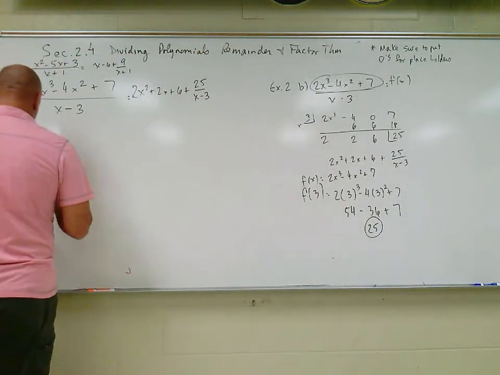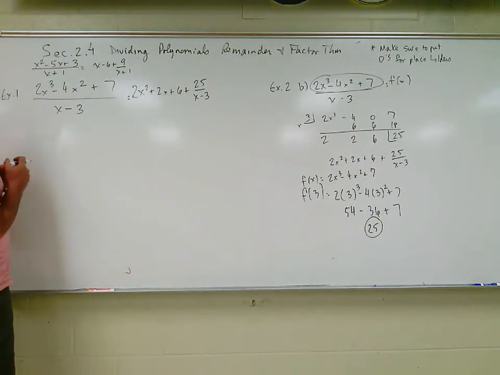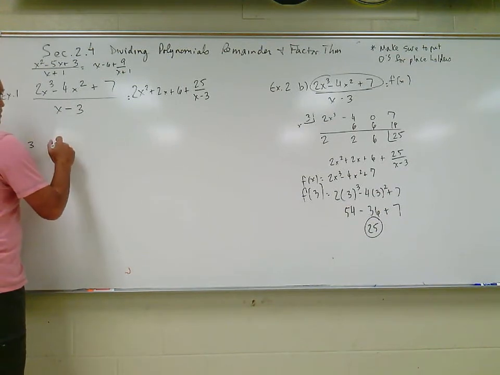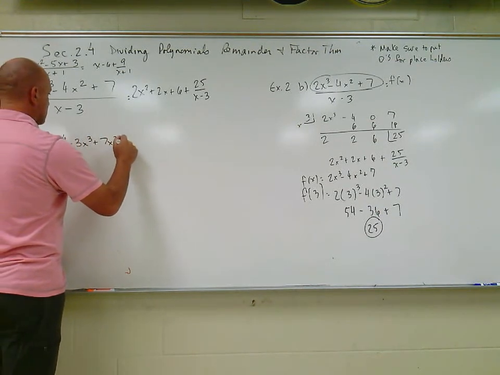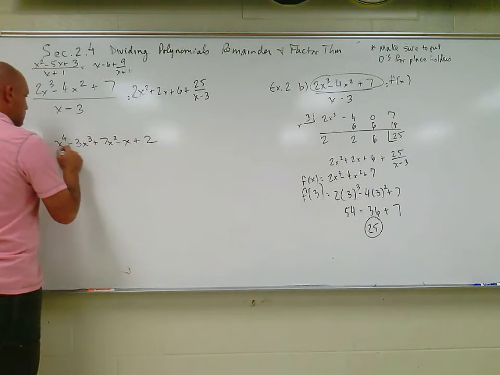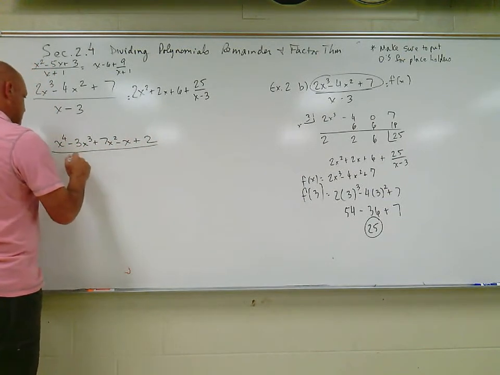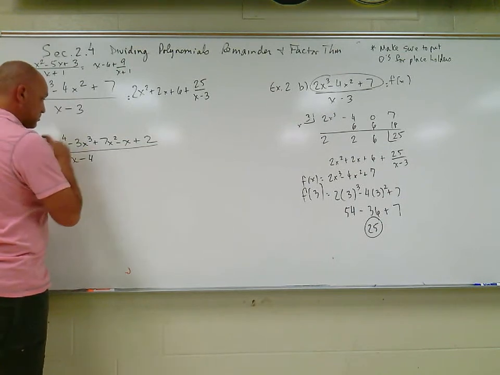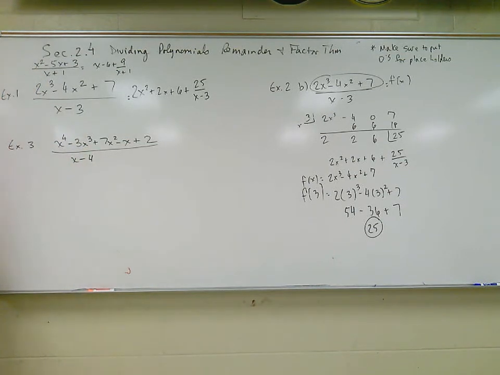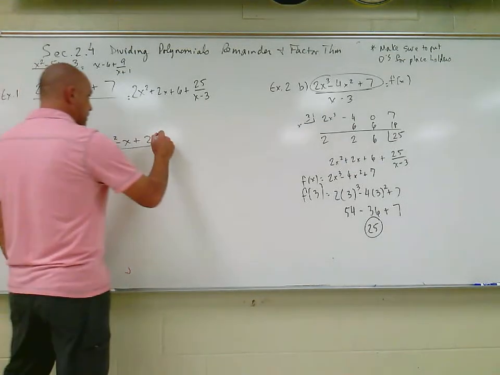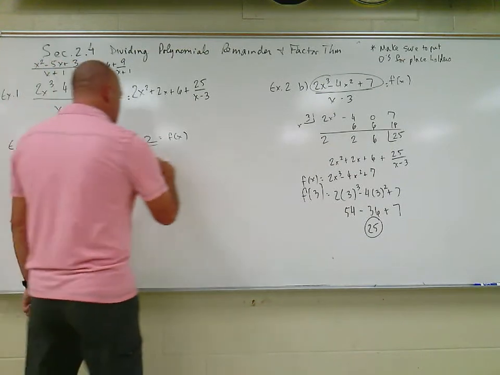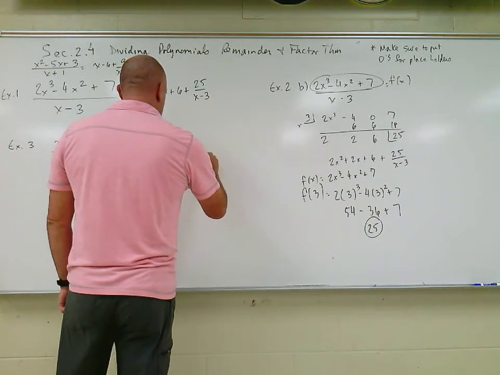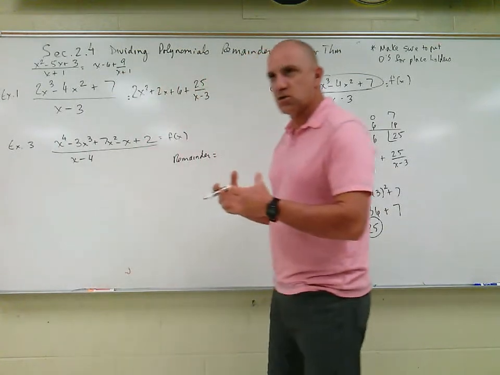just to show you a different one here. We'll call this one example 3. Let's say we had x to the 4th minus 3x cubed plus 7x squared minus x plus 2, and we were dividing by x minus 4. So it's going to be a big problem. We can do that. But if I think of the whole top as a function, f of x, I know before I do anything that the remainder to this problem should equal what, notation-wise?